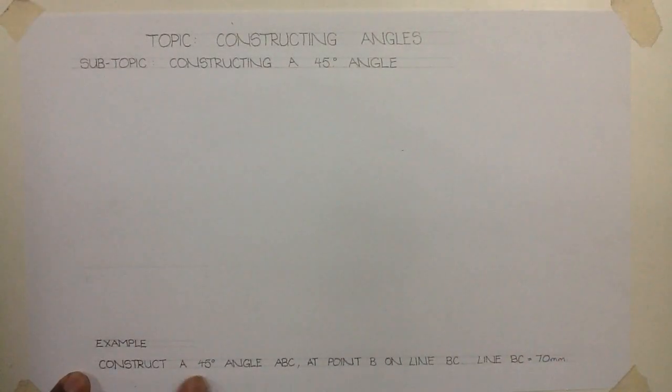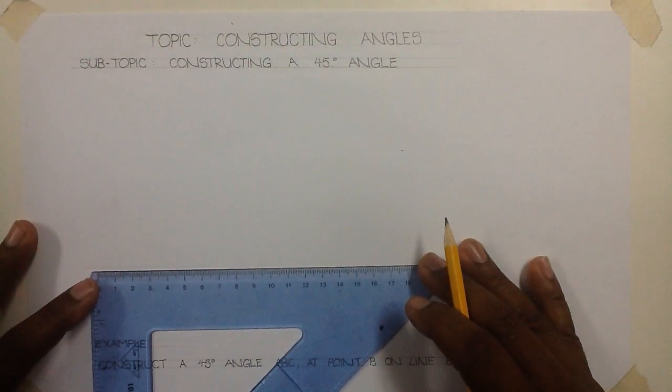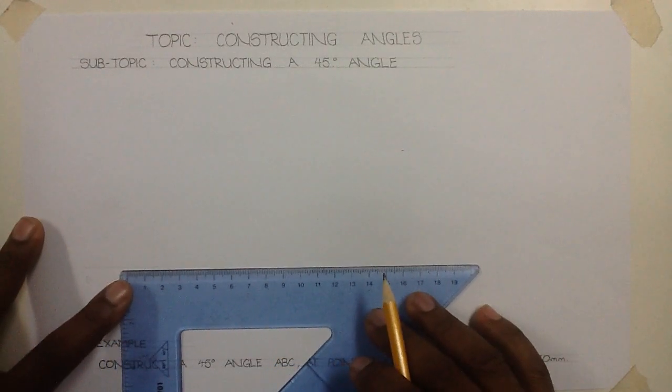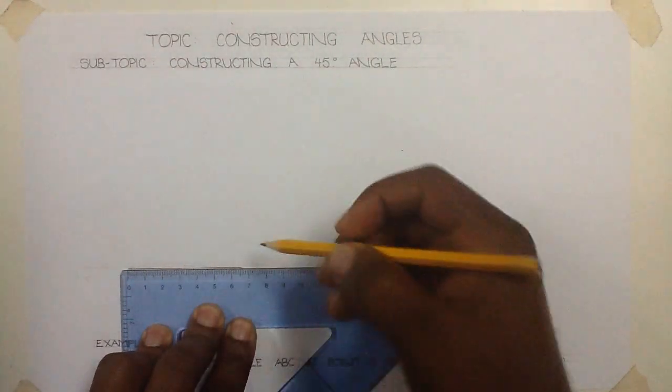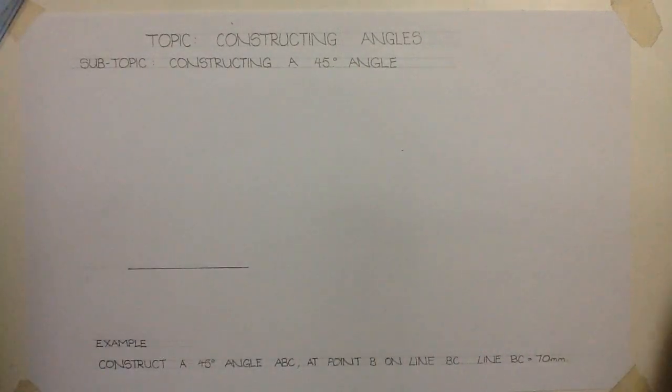We are asked to construct a 45-degree angle ABC at point B on line BC. Line BC is said to be 70 millimeters long. So I'm going to use this portion of our drawing space, and I'm going to draw our line BC (70 millimeters).